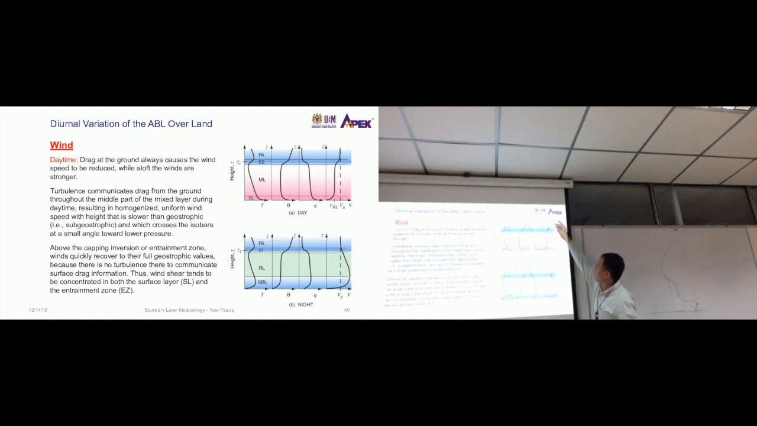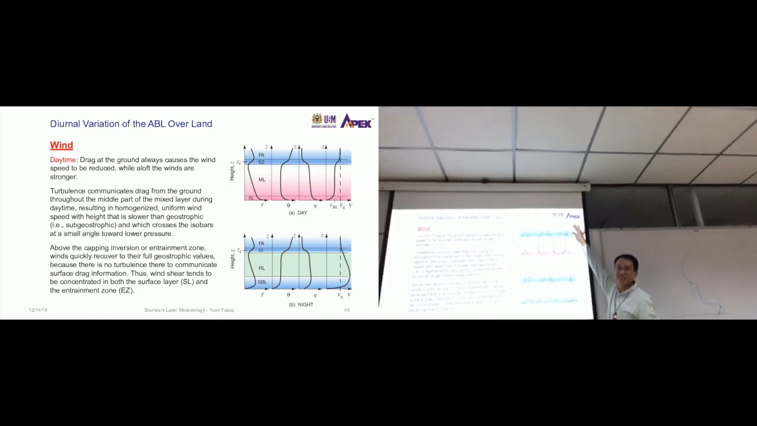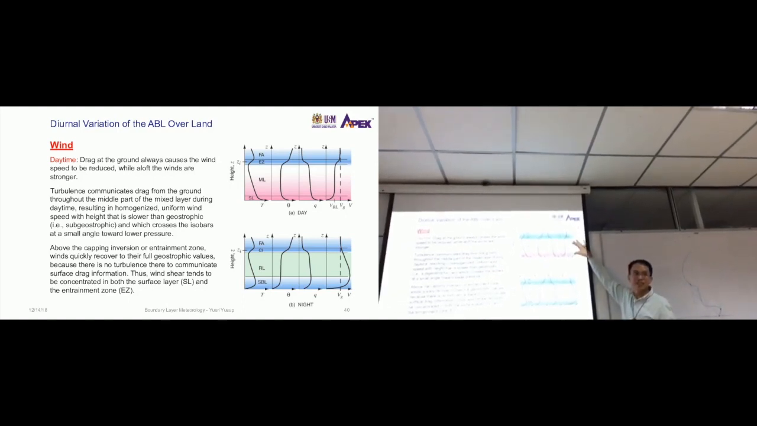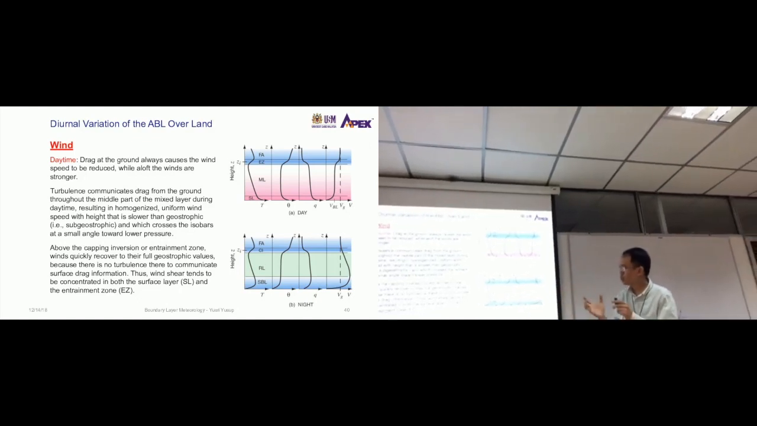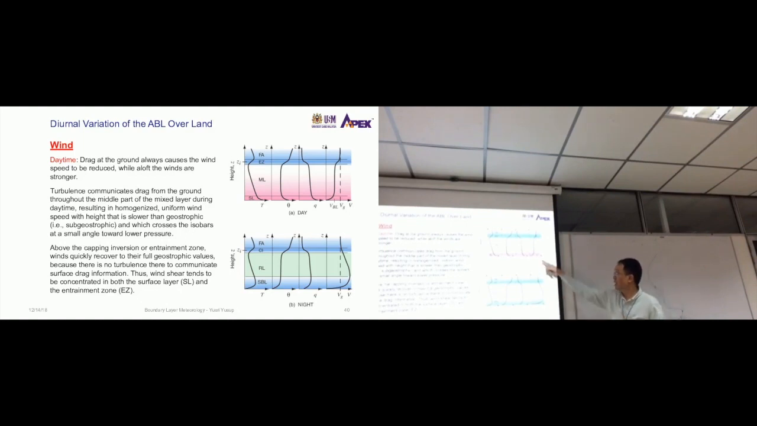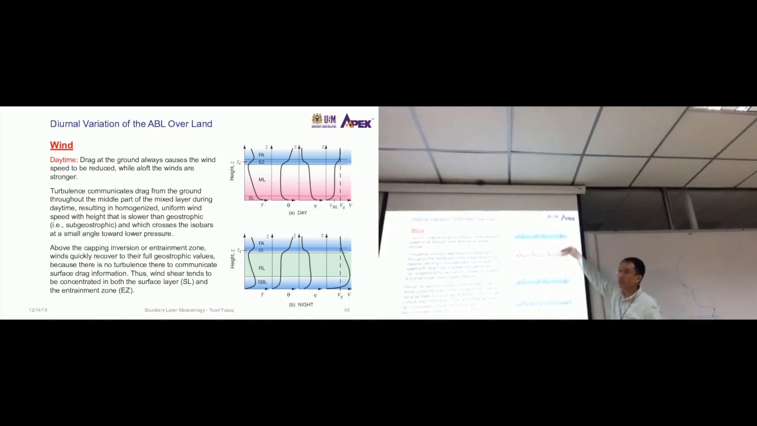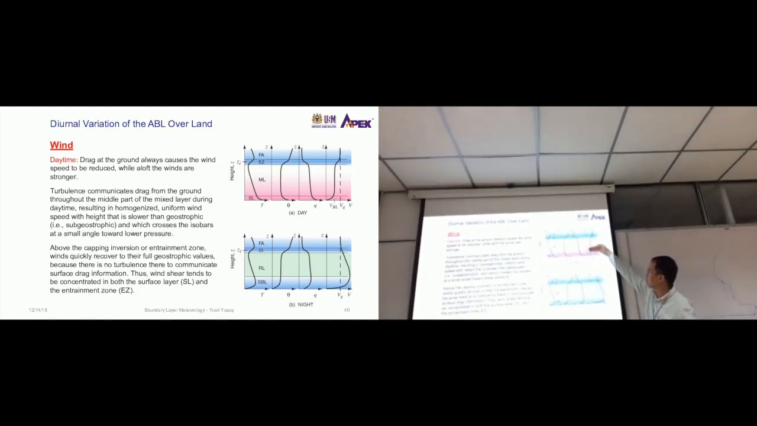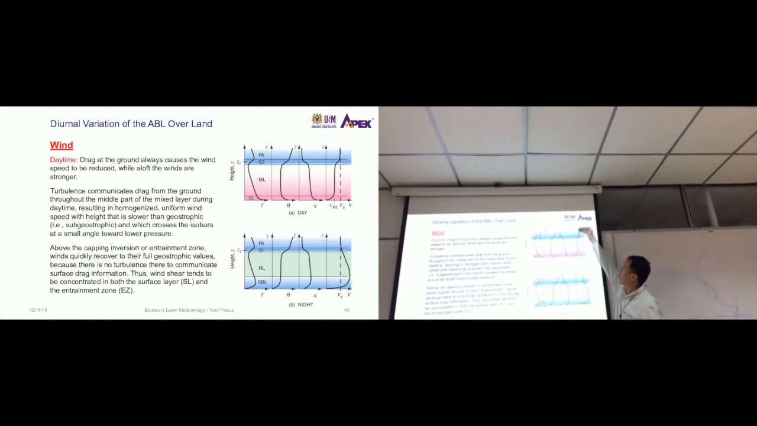So then you have another layer, high wind speeds here, low wind speeds here. So there is another wind shear here. One wind shear level and one wind shear here. So that's what it means by that one. The wind shear tends to be concentrated in both the surface layer and the entrainment zone layer. So you can imagine there's turbulence here. There's also some turbulence here. Why? Because of the difference in wind speeds in regions. So here is different wind speed, here's different wind speed, here's different wind speed.